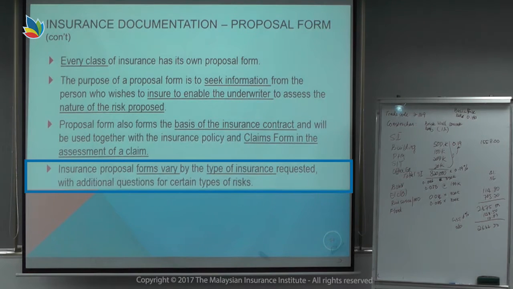Okay, why do we have various types of proposal form? Why not, as I said earlier, a generic proposal form for anything you want to insure? I just give you one proposal form, and you can just write what you want to insure: fire, motor, burglary. The reason why we come up with various types of proposal form is because each class has its own unique questions to be answered.